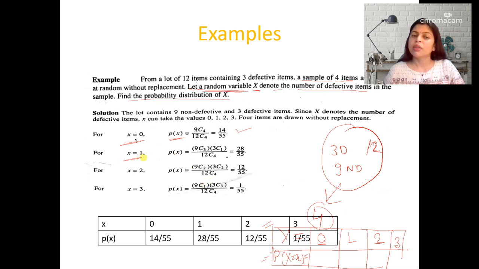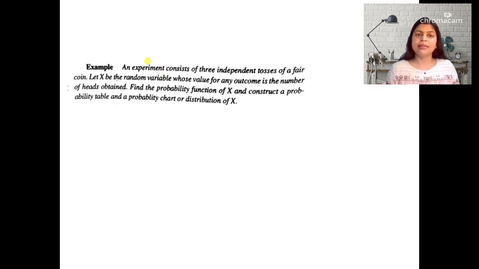For x equals 1, that means we are getting 3 non-defective items and 1 defective item. Out of 12 we are getting 4, so the denominator will be the same, but out of 9 we are getting 3, and we will write the multiply sign here, and 3C1, because out of these 3 defective items we are getting 1. If you solve this, you will get this number. So corresponding to each value of the random variable, that is 0, 1, 2, 3, you have to find the corresponding probabilities. If you put all these probabilities in the form of a table, this is called the probability distribution. I hope you have now understood how we use random variables and probability functions. Now I will take another example for more clarity.